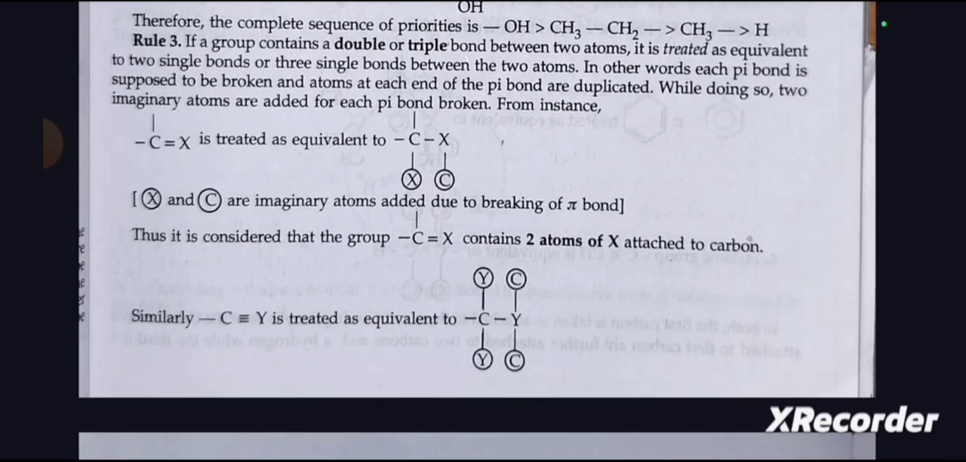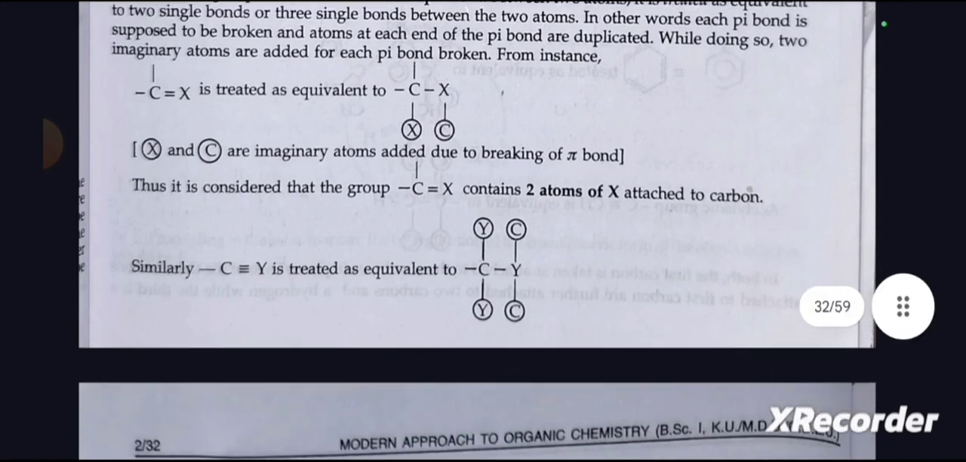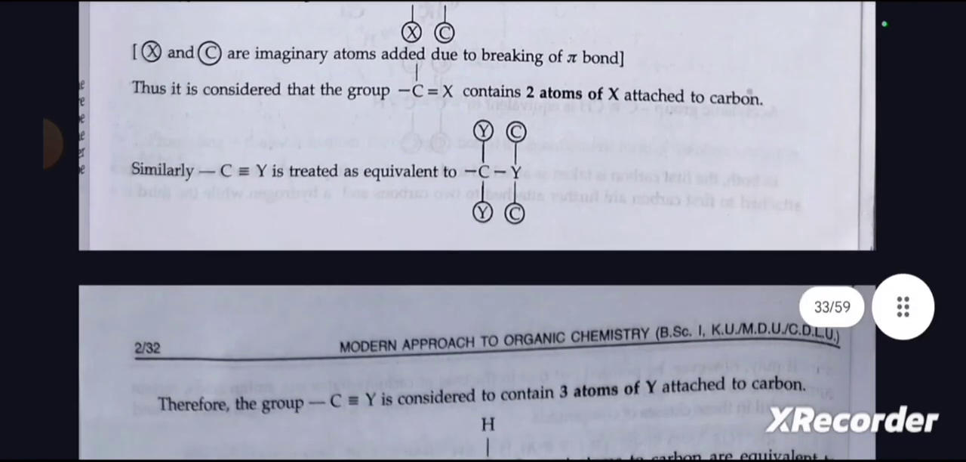Rule 3. If a group contains a double or triple bond between two atoms, it is treated as equivalent to two single bonds or three single bonds between the two atoms. In other words, each pi bond is supposed to be broken and the atoms at each end of the pi bond are duplicated. While doing so, two imaginary atoms are added for each pi bond broken. For instance, C=X is treated as equivalent to C(X)(C), where X and C are imaginary atoms added due to breaking of a pi bond.